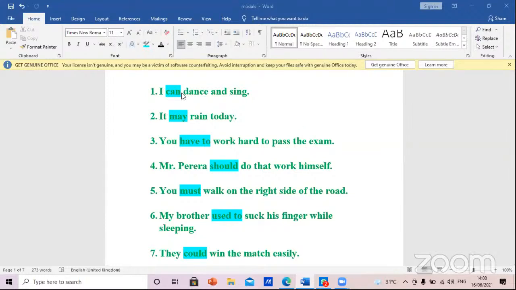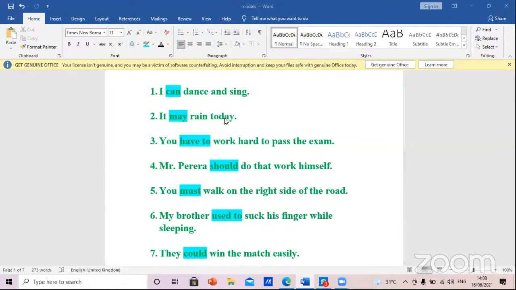Then, I can dance and sing. You may know the meaning of this sentence. I can means I'm talking about the ability. I can do this, I can do that. I can't do this sometimes. The negative form of can is can't. I can't run fast, like that.